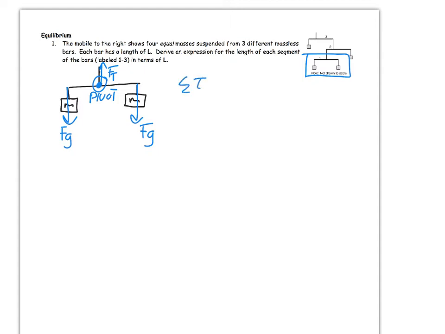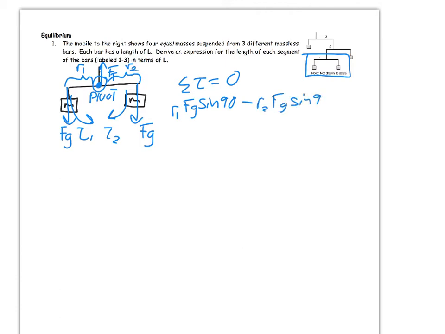But if we wanted to do this a more formal way, we could say the torque from 1 and the torque from 2 must balance. So we could say R1, which I'll say is this distance here, times Fg sine of 90, minus R2, which I'll say is this distance here, times Fg sine of 90 equals 0. Those sine 90s go away, the Fg's cancel out, and we get that R1 equals R2. That's only going to happen if segment 1 is equal to L over 2, half the total length.